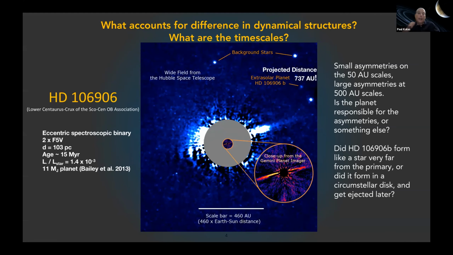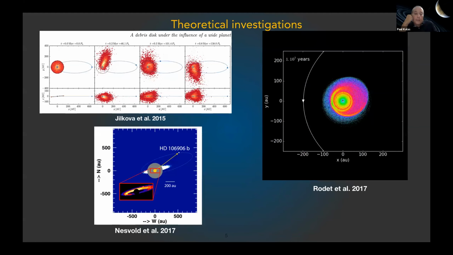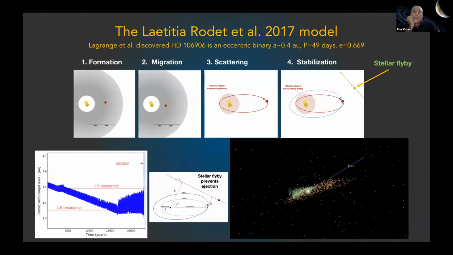This was investigated theoretically, and of course, you can perturb a disk if you assume certain orbital elements for 106906b. The most detailed model was actually proposed by Rodet et al., where they tried to explain how 106906b ended up in its distant eccentric orbit. And here is the model that they produced.